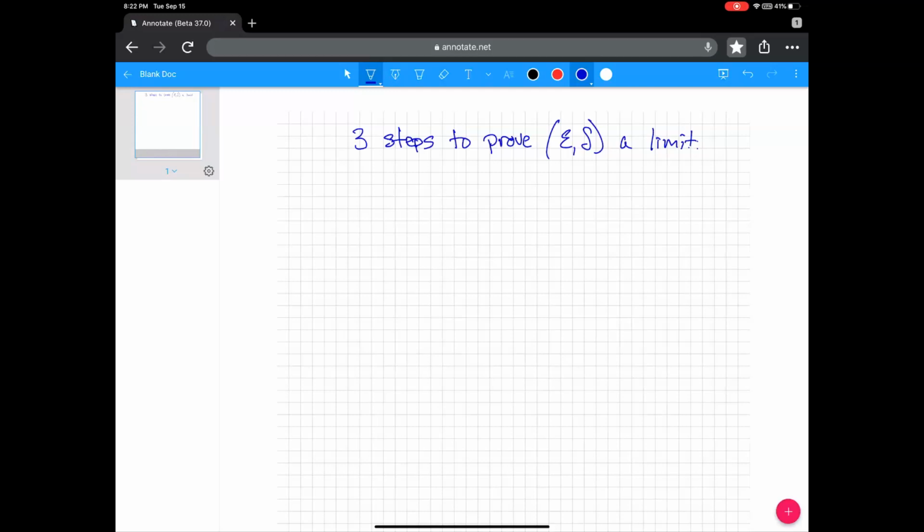So step 1, and then of course I'm going to do each of these steps in an example, but just to write out what they are. Step 1 is to apply the problem specifics to the definition. And I'll show you what that means when I do it.